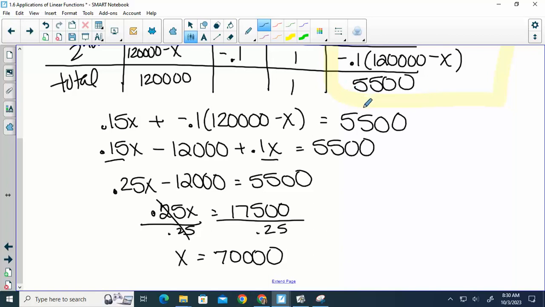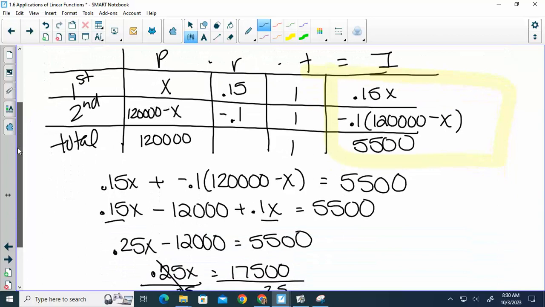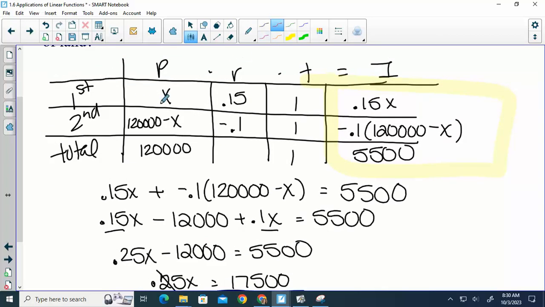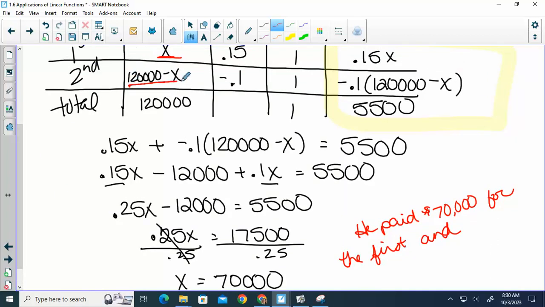So did you guys get 70,000? The question was, how much did he pay for each plot of land? So 70,000 was the amount of the first. To get the second one, it was 120,000 minus x. So 120,000 minus 70,000 is 50,000.